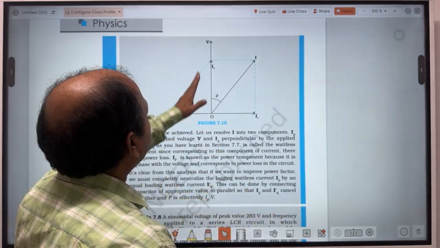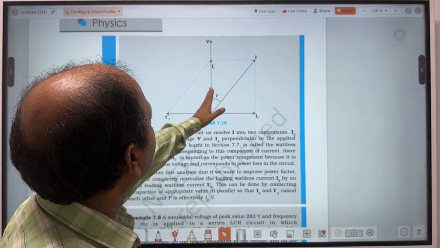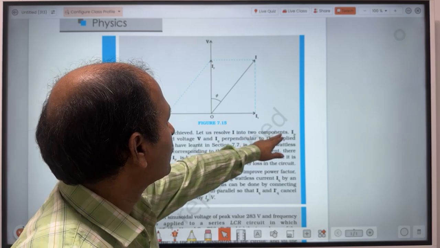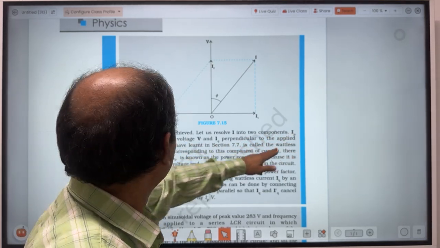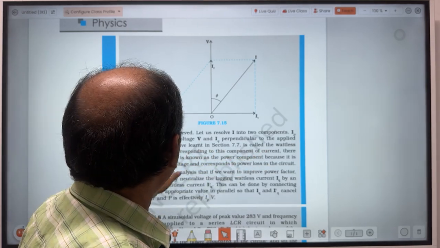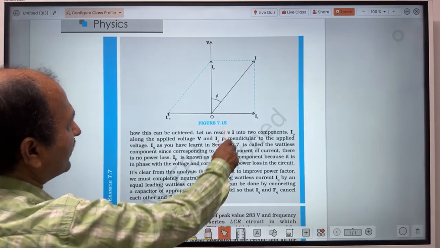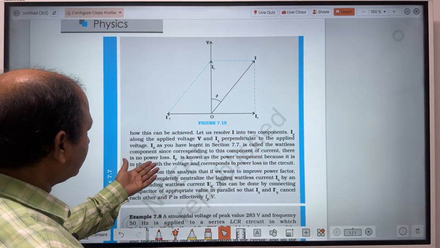So here, the same thing is explained. This is voltage, this is current. So two components have been taken, one is IP and the other is IQ. Let us resolve I into two components, IP along the applied voltage and IQ perpendicular to the applied voltage. IQ, as you have learned, is called the wattless component. This will be the wattless component because cos 90 will be there, and since there is 90 degrees, power loss will be 0.